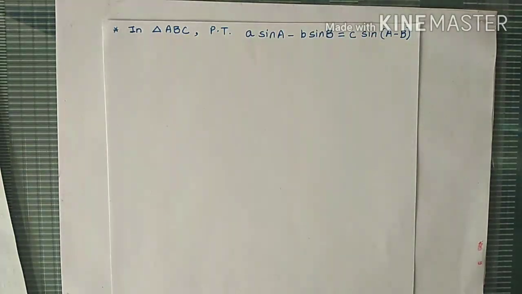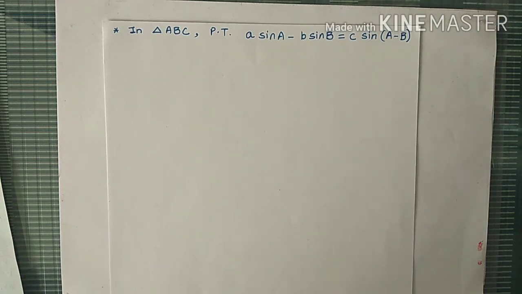Now let's solve this question. This question carries 3 marks. In a triangle ABC, prove that a sin A minus b sin B equals c sin of (A minus B). We are using sine rule and cosine rule both in this question. I want you to learn the technique to solve such types of questions. Let's start with the right hand side.